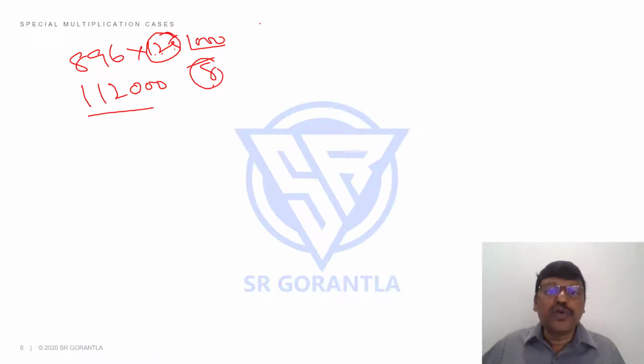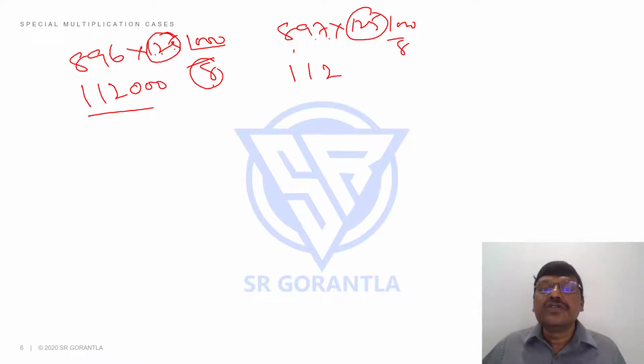Then again you may have a doubt, what if it is 897? Very simple, students. This is 1000 by 8. So you will say 8 ones, 8 ones, 8 twos. So what is the remainder? 1. What is 1 by 8? 1 by 8 is 0.125, 12.5%. So 0.125 into 1000 will become 125.